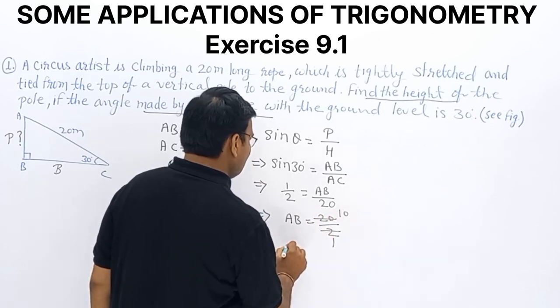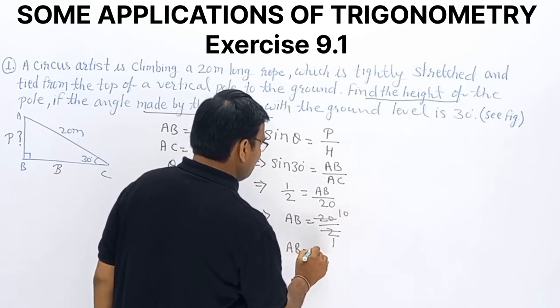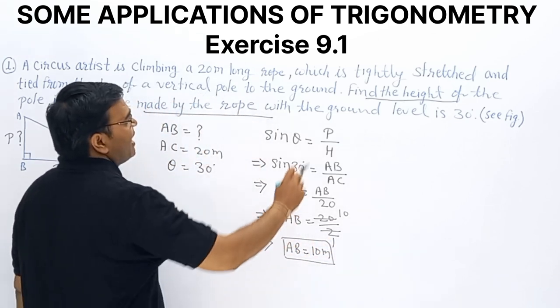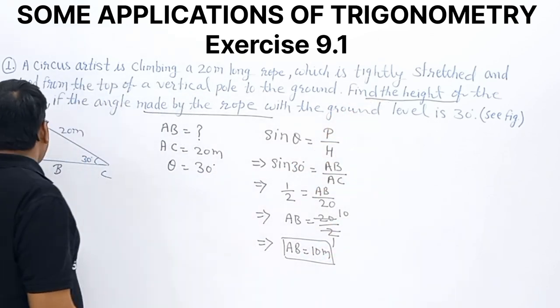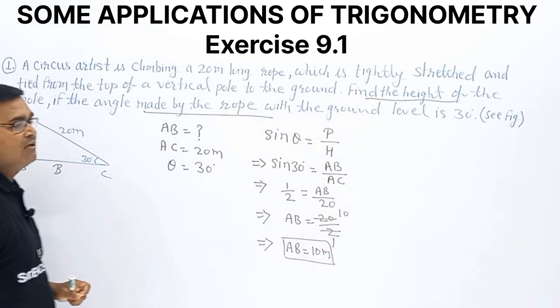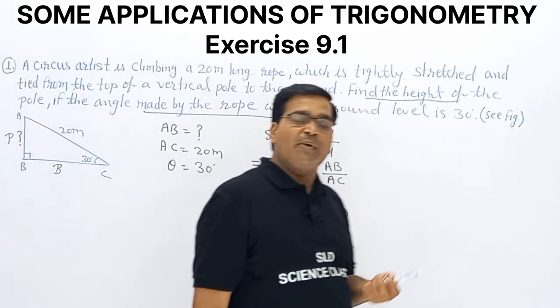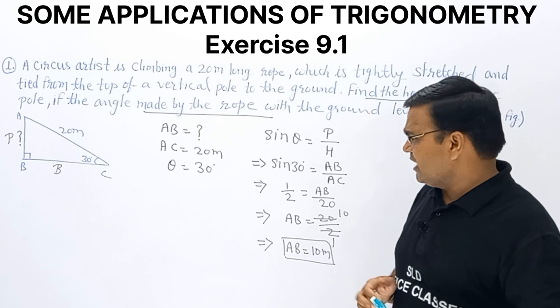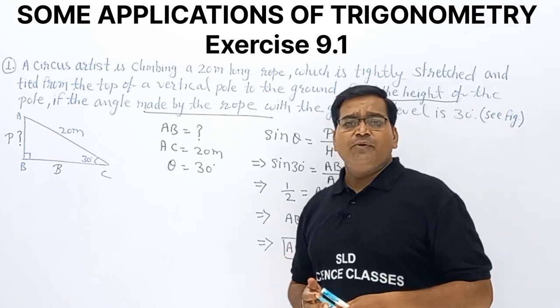So finally, what we can say? AB equal to 10 meter, and this is what? Height of AB is what? Height of the pole. Find the height of the pole, and the height of this pole will be what? 10 meter. It means we obtained the height, and this is what? Perpendicular of this right triangle. Clear? Again observe what we are doing.